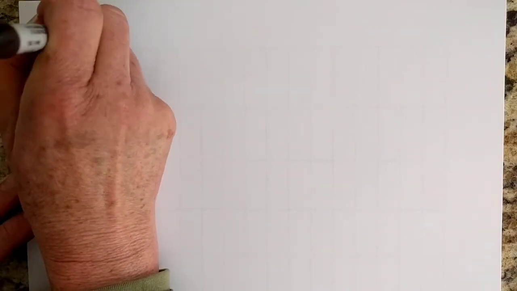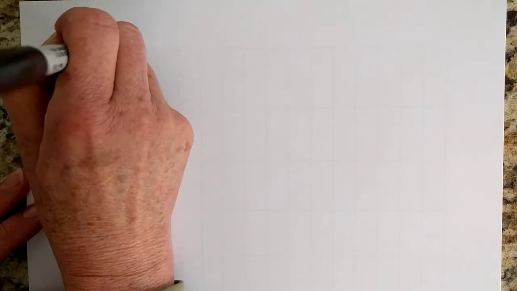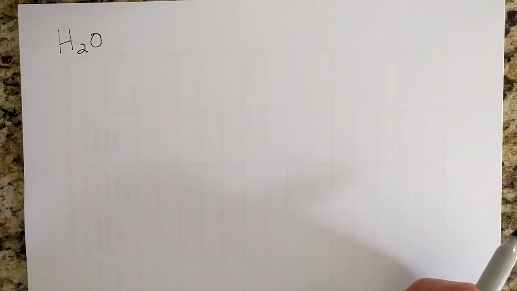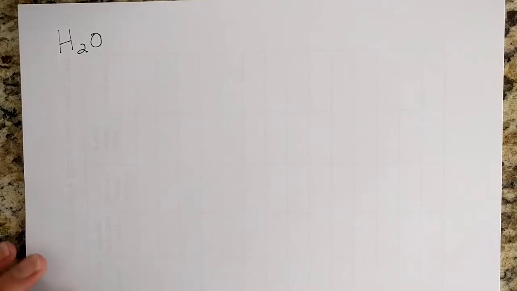All right, now let's look at a molecule of water. So we know that water's formula is H2O. And this time we're going to use a little different method for doing our Lewis structure. We're going to do a valence electron count, and that's how we'll be doing most of our Lewis structures. So this is how we're going to do that.